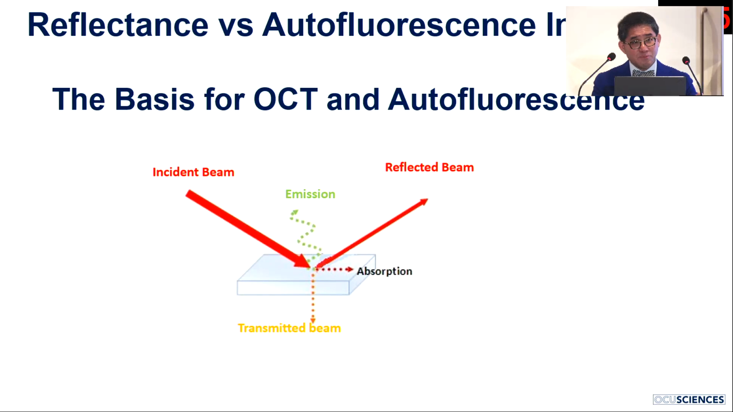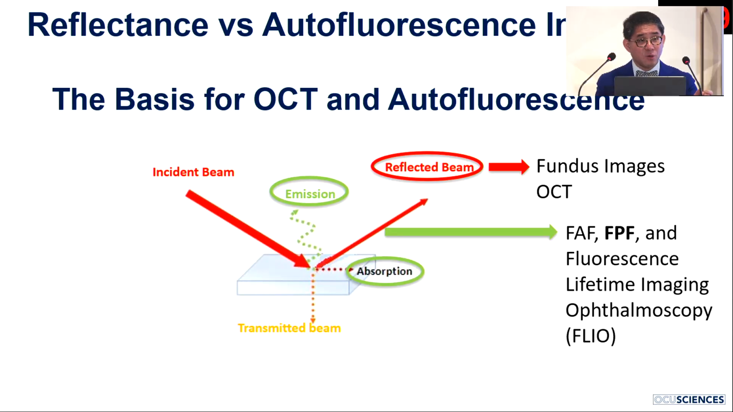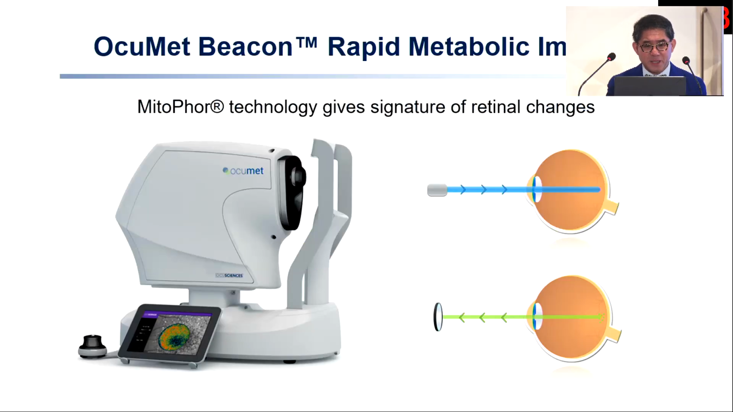This is a very simple cartoon to illustrate what we're looking at right now. Certainly all of us are familiar with OCT. This is the reflected beam from the incident beam going to the eye, with the reflected beam coming out for fundus images. When we talk about other technology, for example, when it involves absorption of light, that leads to, for example, fundus autofluorescence, and then this product, fundus protein fluorescence, and the FLIO. So that's a very simple concept of how we distinguish this from other aspects.